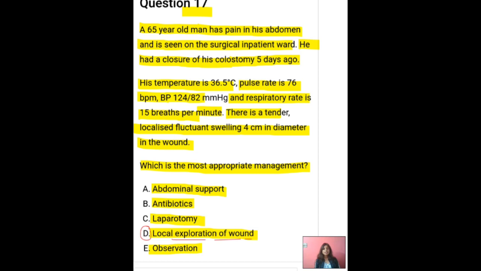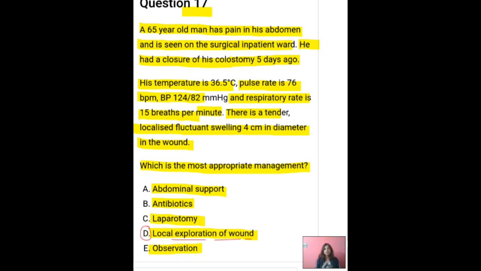Now, the diagnosis is a wound abscess following closure of the colostomy. Wound exploration and washout would be the first line of treatment over here. Antibiotics alone would likely be insufficient to treat an abdominal wound, although they should also be given whilst waiting for exploration. Now, observation is not adequate.